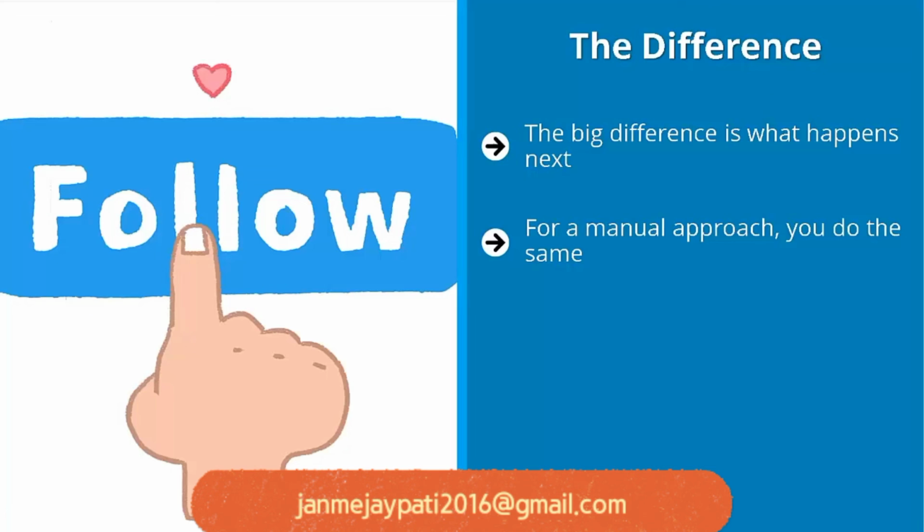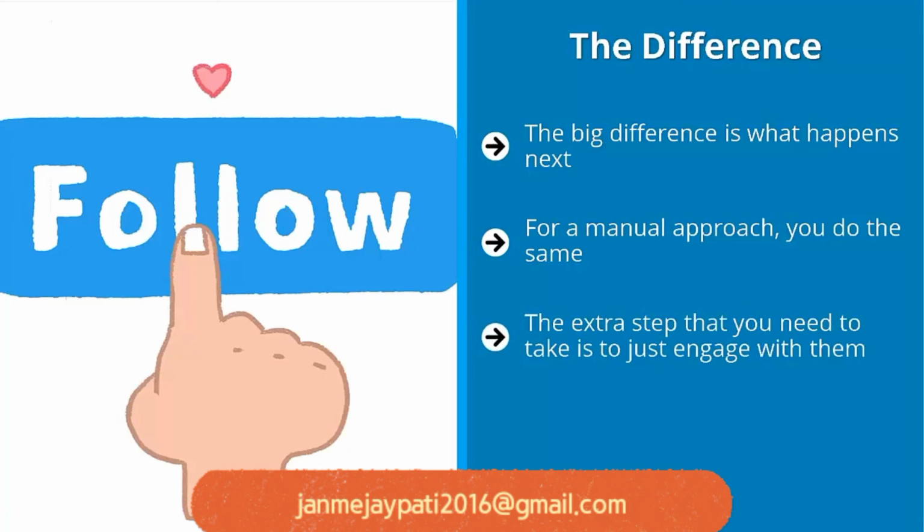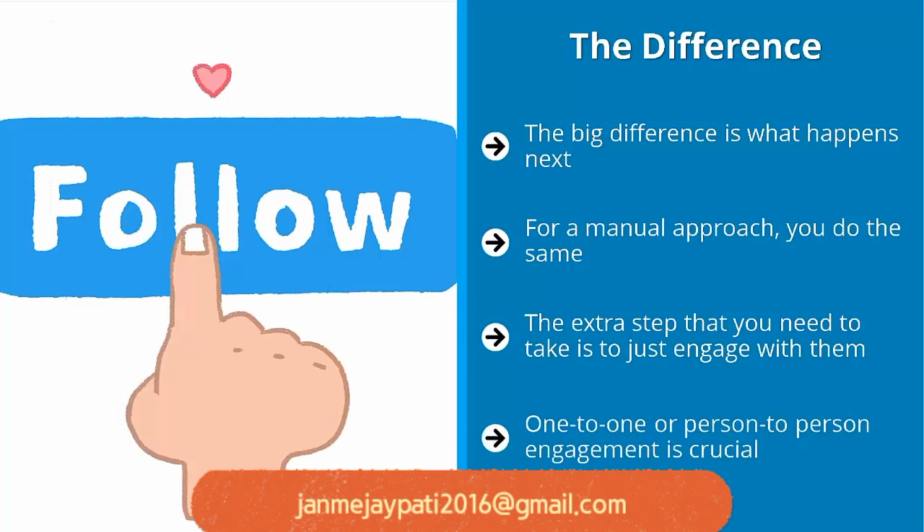You should already be doing this because these are the people you got your hashtags from. Remember? The extra step that you need to take is just to engage with them. Tell them that you like their content. Manually like their stuff. Click the heart icon or retweet. Do whatever you can to get on their radar. One-to-one or person-to-person engagement is crucial. You have to get on their radar.